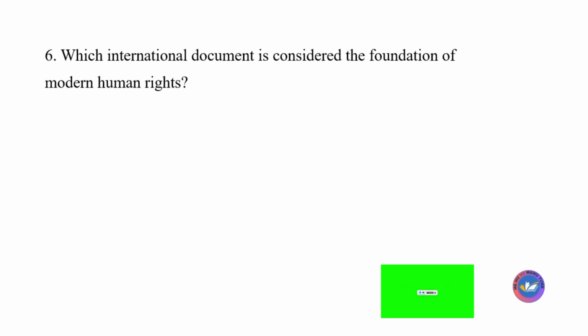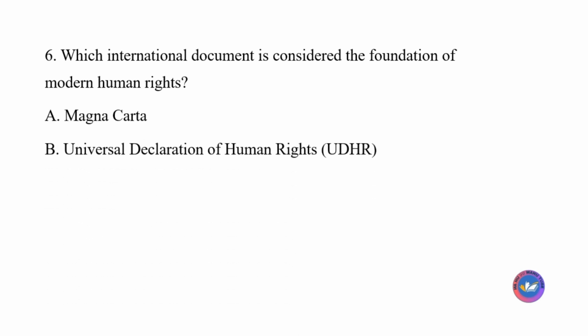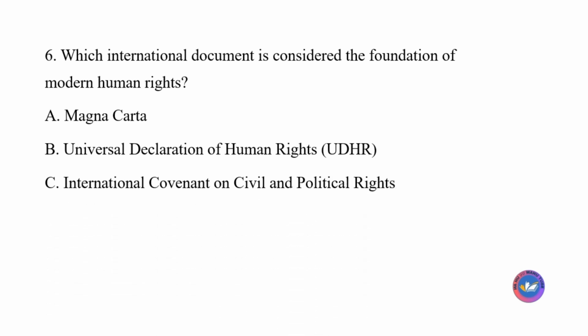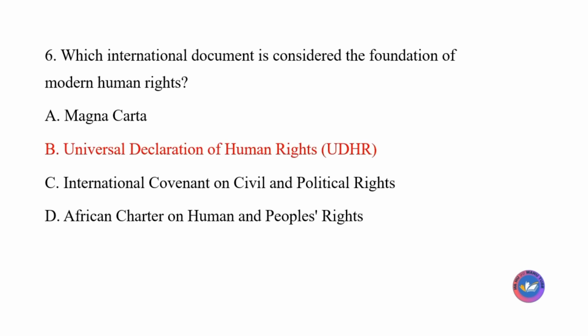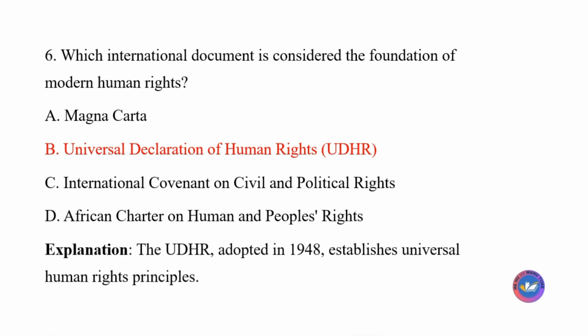Question number 6. Which international document is considered the foundation of modern human rights? A. Magna Carta. B. Universal Declaration of Human Rights or UDHR. C. International Covenant on Civil and Political Rights. D. African Charter on Human and People's Rights. The answer is the Universal Declaration of Human Rights, or UDHR. The UDHR, adopted in 1948, establishes universal human rights principles.